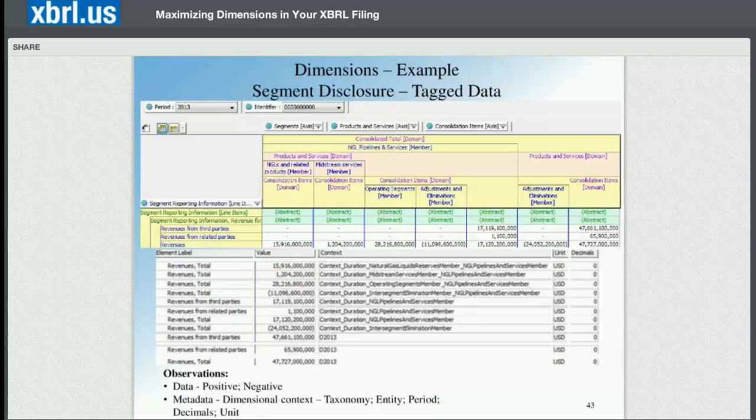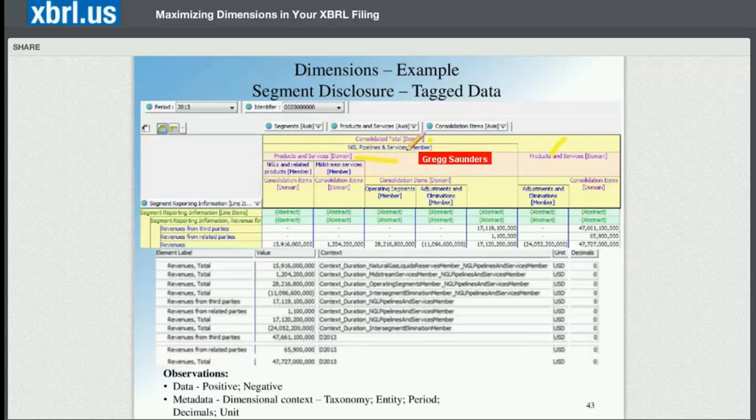Okay, so when we take a look at the actual instance, because now we built our structure, presentation, calculation, definition, link bases, the values, and again, I just picked certain of the values. Notice all the context that defines the values. So here's our structure. We have product and services. That's the axis for that. You can see the axis above. I'm just highlighting the domain. We have consolidation item axis. That's right here at the top. You can also see the axis here. I'm highlighting the domain, and the products and services on the right.